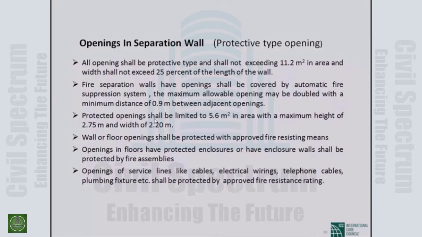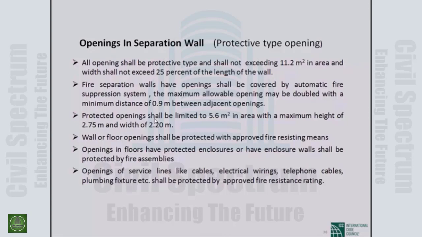All openings shall be protected type and shall not exceed 11.2 square meters in area, and the width shall not exceed a fraction of the length. Openings have to be protected. If two buildings are separated, there may be some openings because there are windows, but those windows must be protected, because the wall is 2 hour rated, 1 hour rated or 3 hour rated, depending on the hour rating. This separating wall must be protected.